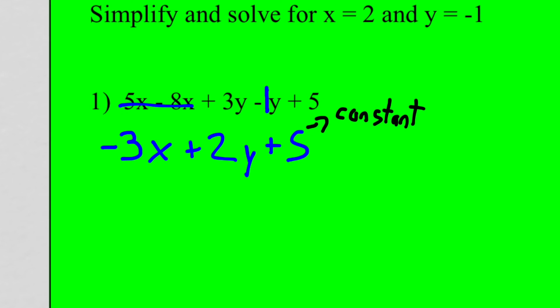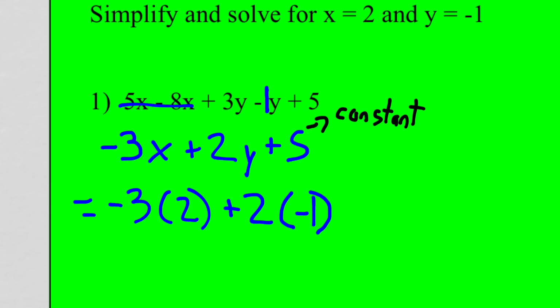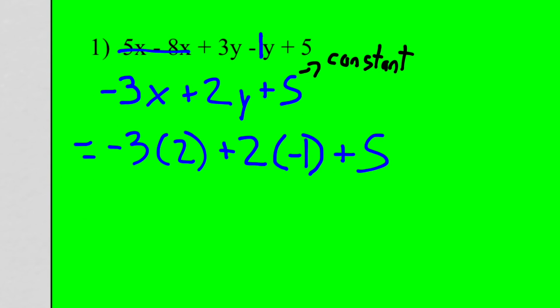So I'm going to work down the page, equals negative 3. I'm going to replace the x with 2. This means negative 3 multiplied by 2 plus 2 multiplied by negative 1, because y is negative 1, plus 5. To solve this, I have to do the multiplies first, right? Negative 3 times 2 is negative 6. And 2 times negative 1 is negative 2 plus 5.